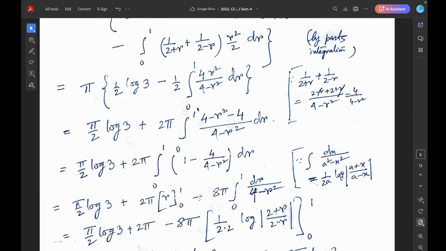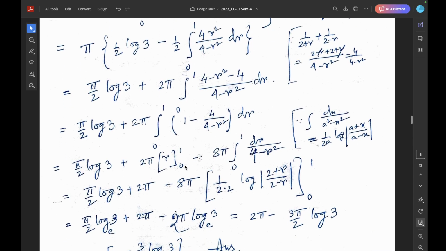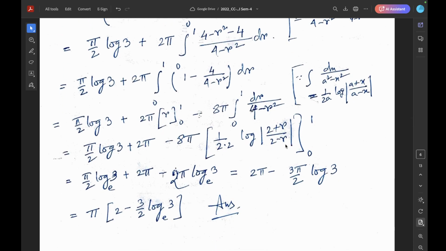so the 4 cancels with 2, so 2 pi is here, and 1 minus 4 by 4 minus r square. From this part, after integrating r from 0 to 1, and 4 into 2, we get 8 pi times the integration of dr by 4 minus r square. Now the integration of dx by a square minus x square equals 1 by 2a log to the base e of mod a plus x by a minus x. So you get log of 2 plus r by 2 minus r, with limits 0 to 1.